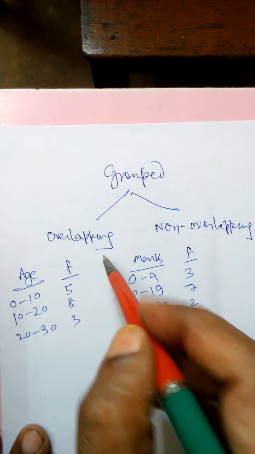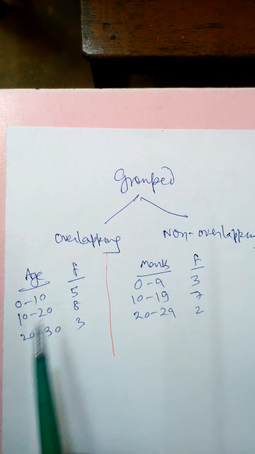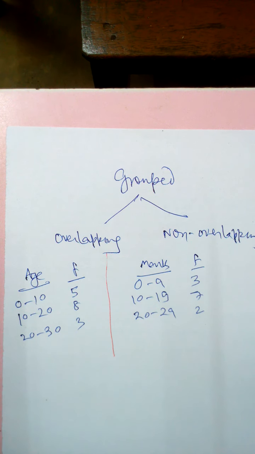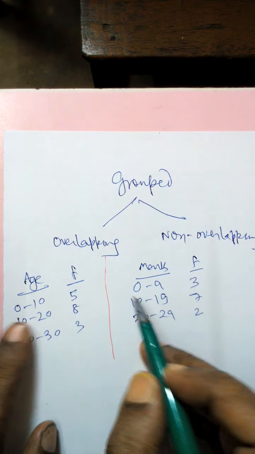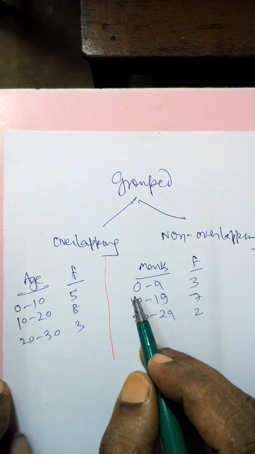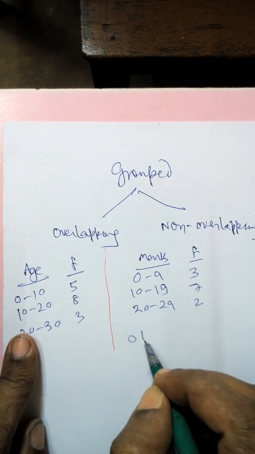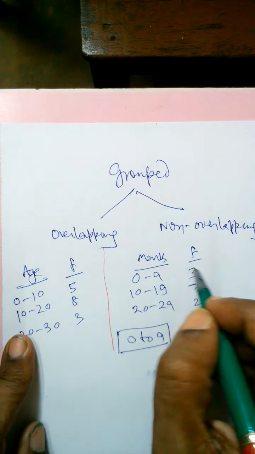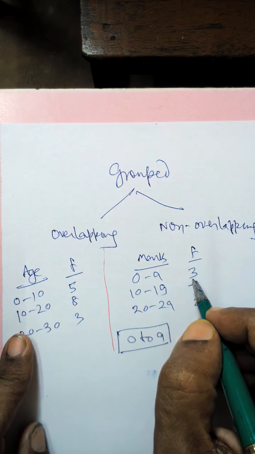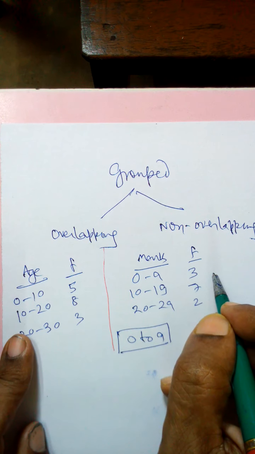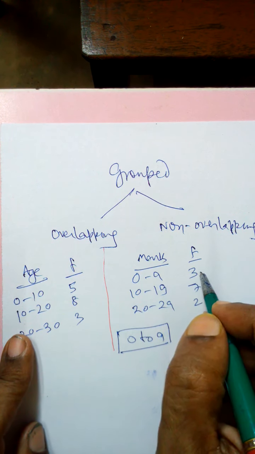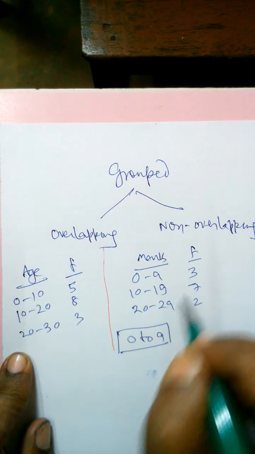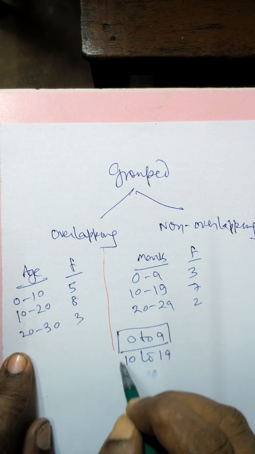But in the first case, on the left side, if you look at the groups, 0 to 10 and then 10 to 20, it is overlapping. But on the right side, 0 to 9 then 10 to 19, this is non-overlapping. Now these types of classes are considered to be inclusive class. Inclusive means 0 to 9, both are included. 3 students means they have scored from 0 to 9. Some student may have scored 9 or some may have scored 0 among these 3 students. And then 10 to 19, this is an inclusive class.